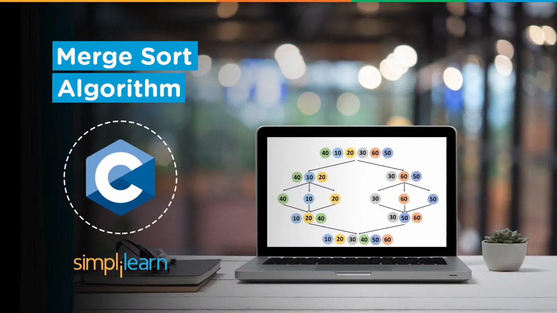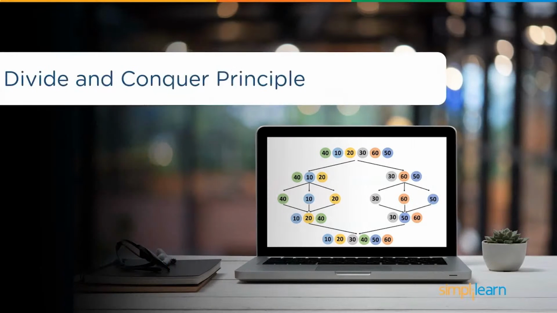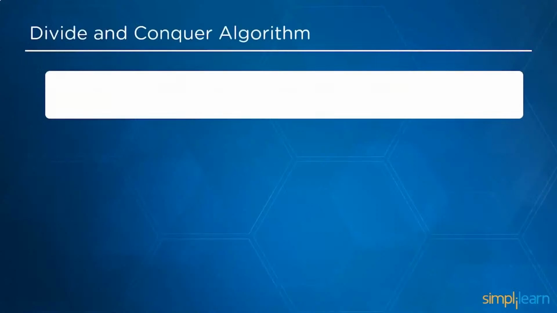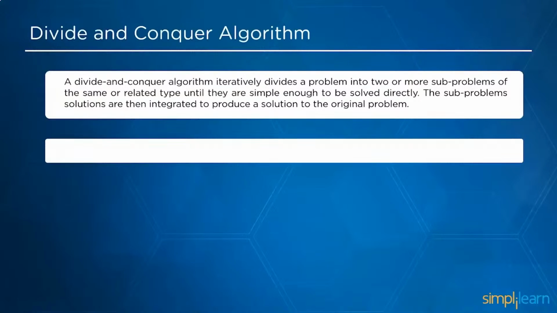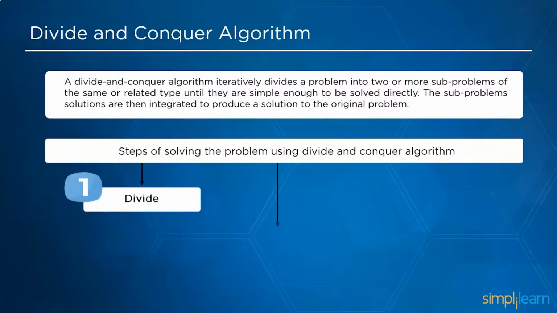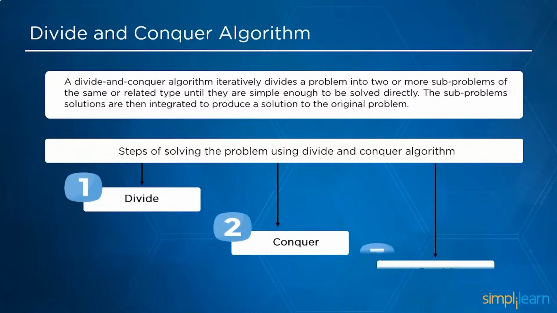In this session, we will learn about merge sort in data structures. What exactly is divide and conquer algorithm? A divide and conquer algorithm iteratively divides a problem into two or more subproblems of the same or relative type until they are simple enough to be solved directly. The subproblem solutions are then integrated to solve the original problem.